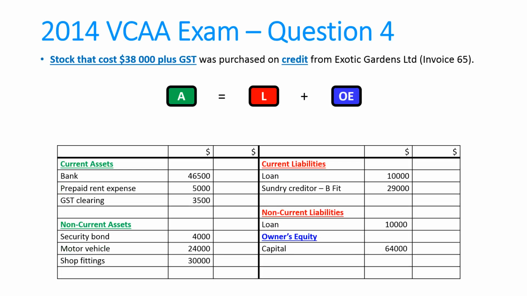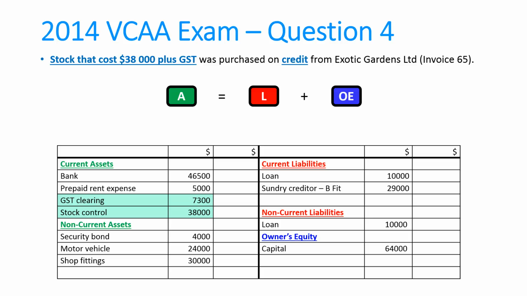The next one, we bought stock for $38,000 plus GST. It was bought on credit, so I have a current asset called stock control going up. I've been charged GST, so whenever I get charged GST, that increases my GST asset. So this number here will need to go up, so we'll increase that by $3,800 to get $7,300.